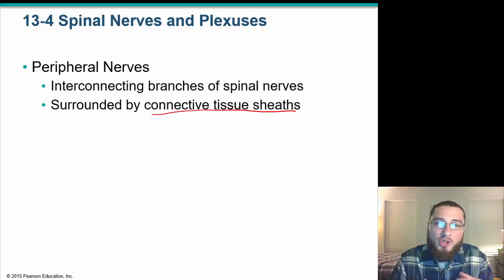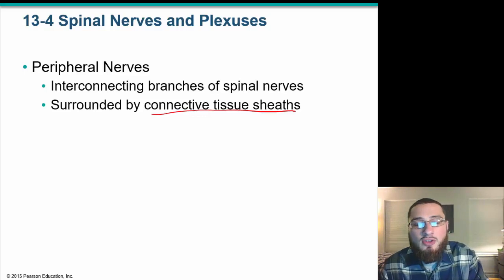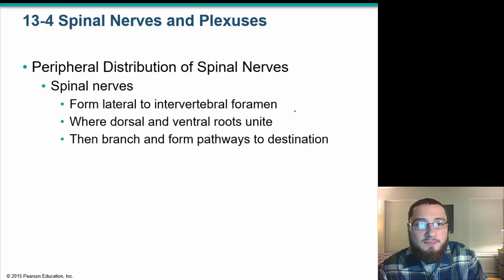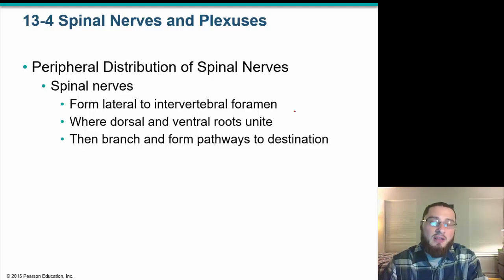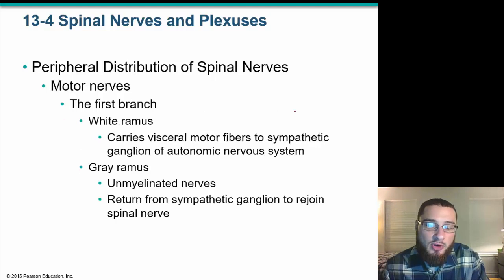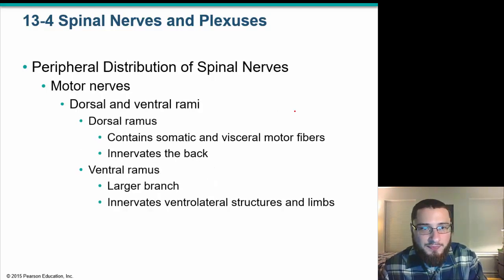These are functional parts, and they are going to be protected by these connective tissue coverings or sheaths. Spinal nerves form lateral to the intervertebral foramen, where the dorsal and ventral roots unite, and then branch and form pathways to different destinations throughout the body, not just in that vertebral column that we're talking about. And the motor nerves, the first branch, you have the white ramus, and then you have the gray ramus.